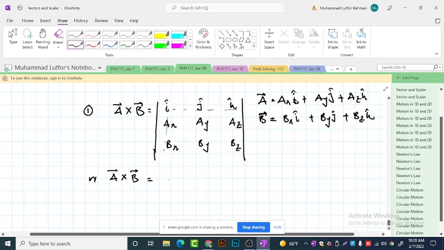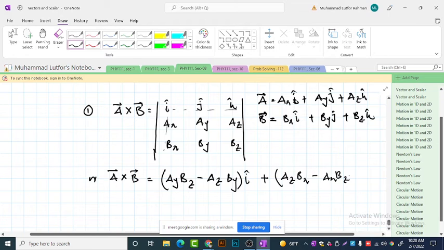Look at this. I'll write: ay bz minus az by into i hat, plus az bx minus ax bz j hat, plus ax by minus ay bx k hat.